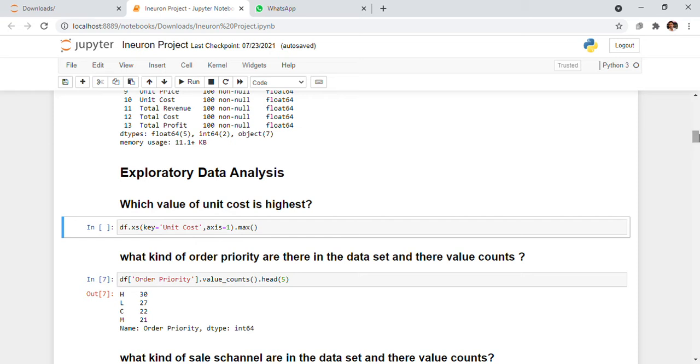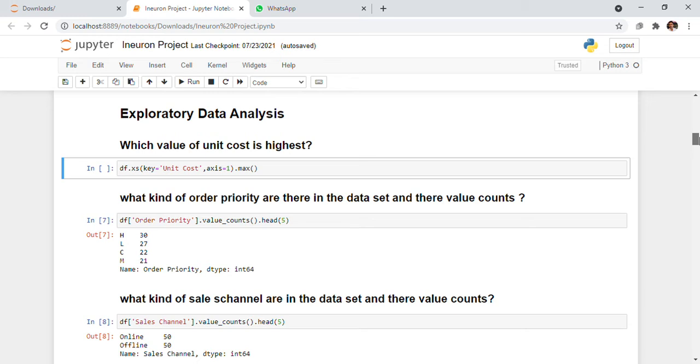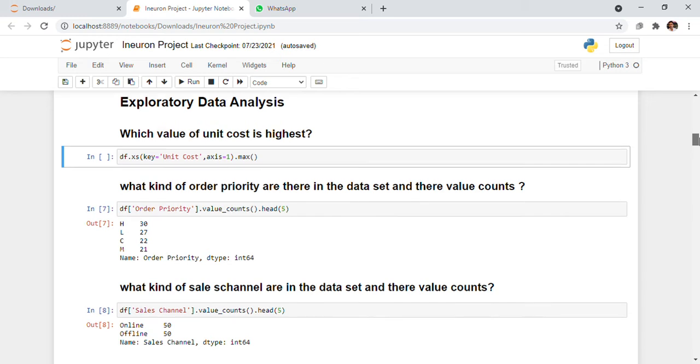So there are some questions with answers, like which value of unit cost is the highest. This command basically gives us the highest unit cost value, and what kind of order priorities are there in the data set and their value counts. So you can see here H, L, C, M, these are the order priorities, and among these order priorities H has the maximum count value, that is 30.